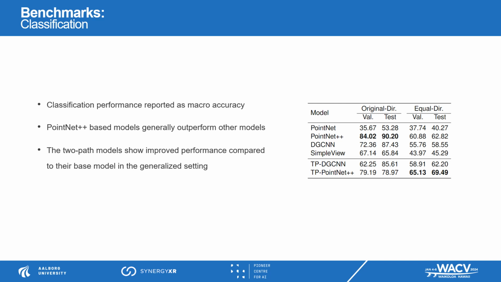For our classification results, we report the macro accuracy of the tested models. In general, the PointNet++ based networks outperform all other models in the original distribution of classes. For the equalized distribution, where each sample is rotated to each of the 26 classes, the two-path networks show better performance than their base models, indicating that the two-path approach generalizes better to different orientations.